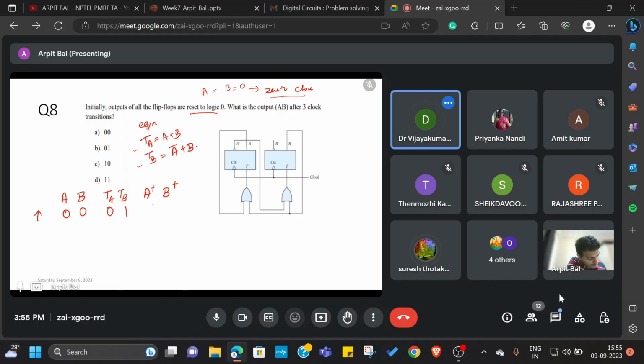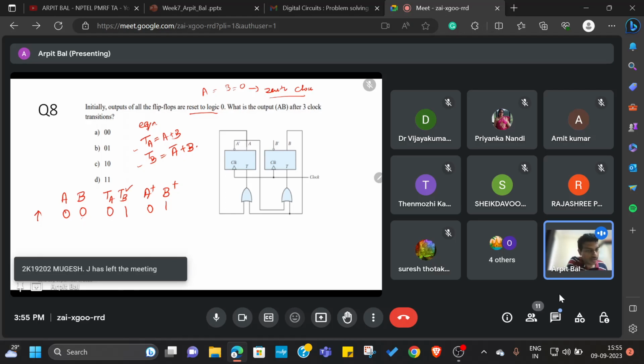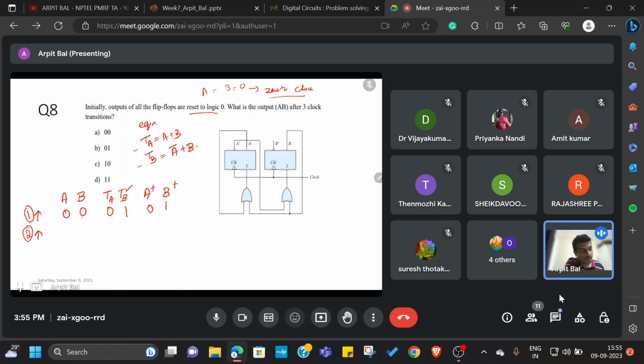1 0. No, it should be 0 and 1, right? Because TB only toggles, because it is 1. So B will switch from 0 to 1. Is that clear? Yeah. Okay. So what happens in the next clock? Let me denote this clock as clock 1. This is clock 2. What happens in the second clock?